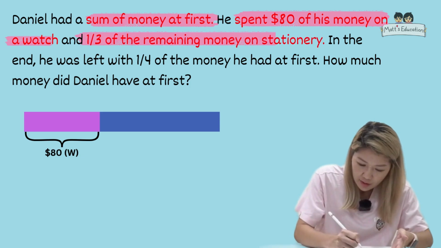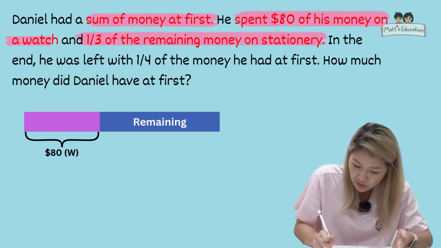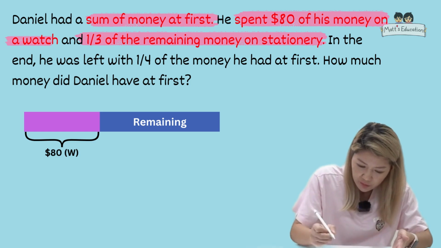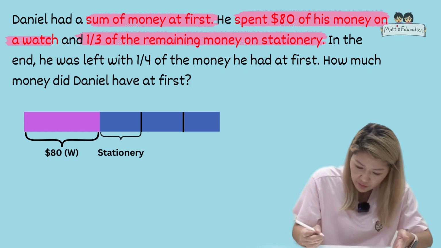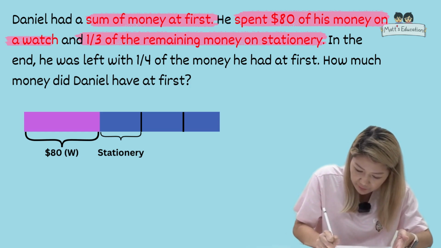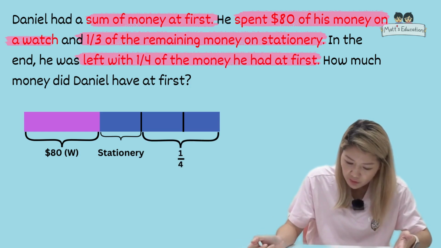And 1/3 of his remaining money. So this part will be his remaining money, and we're going to cut it into 3 parts because he's going to use 1/3 of this remaining money on stationery. In the end, he was left with 1/4 of the amount of money he had at first.